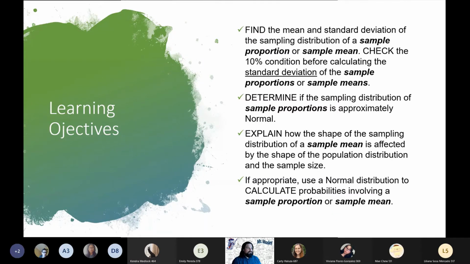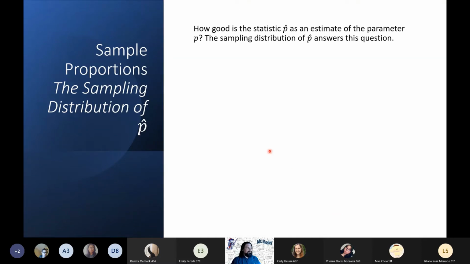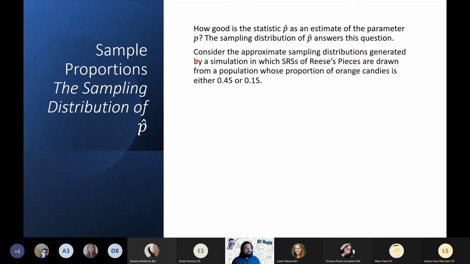All right. So first, we're going to talk about sample proportions, right? The sampling distribution of p hat. Ultimately, we want to know how good is the statistic p hat as an estimate of the parameter p. Remember, p is the population proportion. The sampling distribution of p hat answers this question. Consider the approximate sampling distributions generated by a simulation in which SRSs of Reese's Pieces are drawn from a population whose proportion of orange candies is either 0.45 or 0.15.